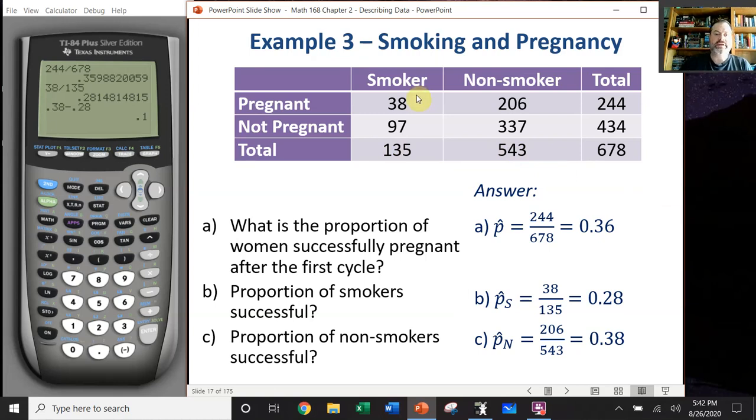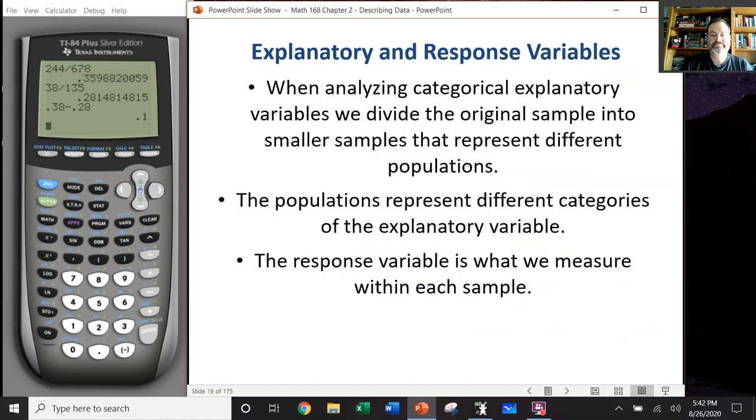And so the idea is that this sample of women represents all women, perhaps throughout the United States, who are smokers and trying to get pregnant. And here, these guys would represent all non-smokers who are trying to get pregnant. And the populations represent different categories of the explanatory variable. I just told you about that. And so the response variable is what we measure. So the response variable here is pregnant or not pregnant. So remember, getting pregnant in this study is not the variable. That is a measured value of pregnant or not pregnant, right?